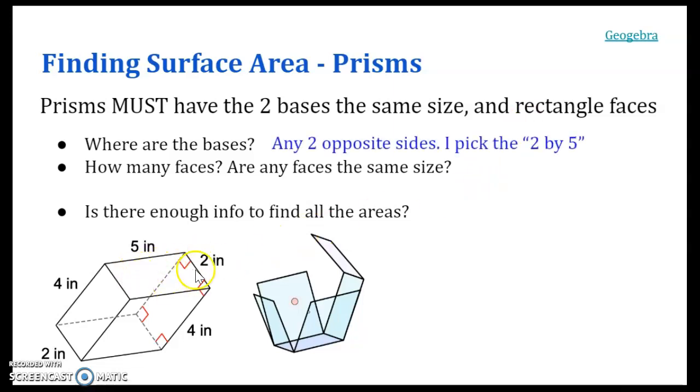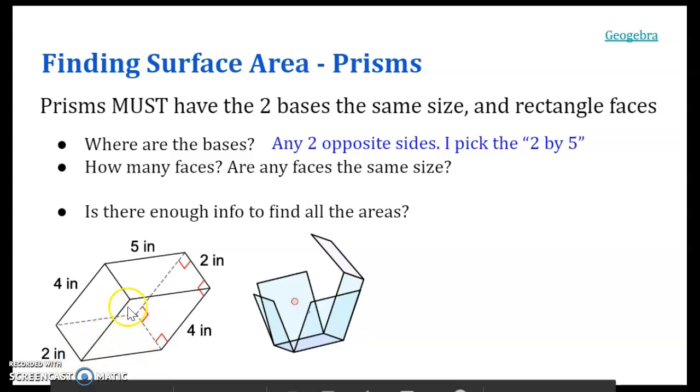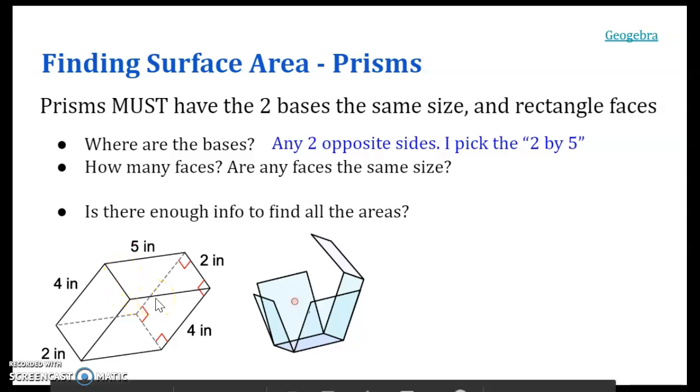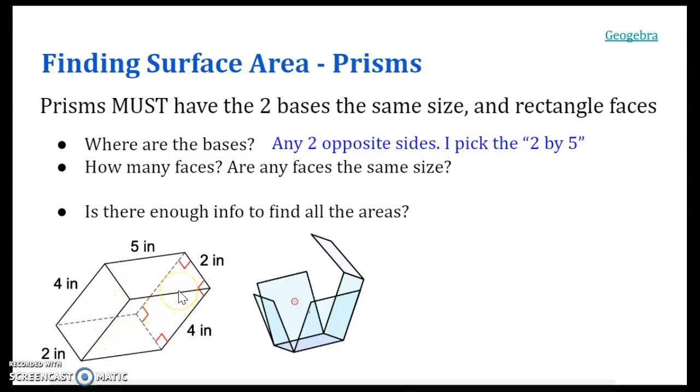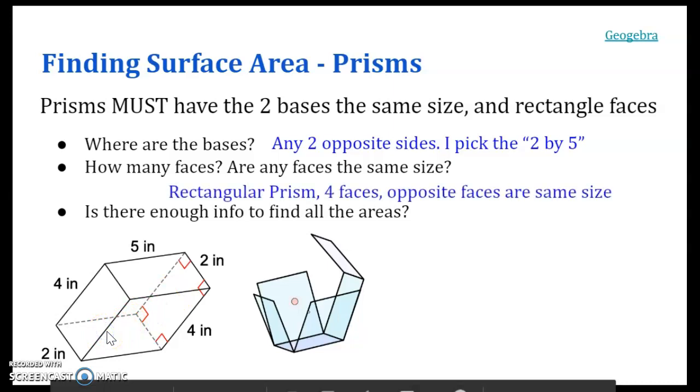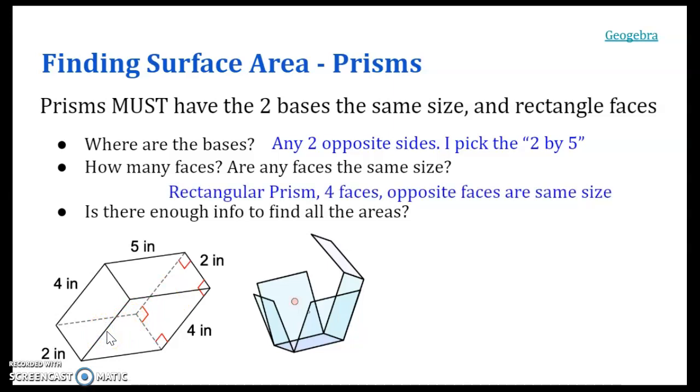Where are the bases? We have one here and one here. Okay, you could have also said this is a base and this is a base. That would have worked out fine. But you just need to be logical in what you're calling base, so that you do not double count or miscount any of them. So how many faces do we have? Are any faces the same size? Well, this rectangular prism has 2 bases and 4 faces, and opposite faces are the same size.